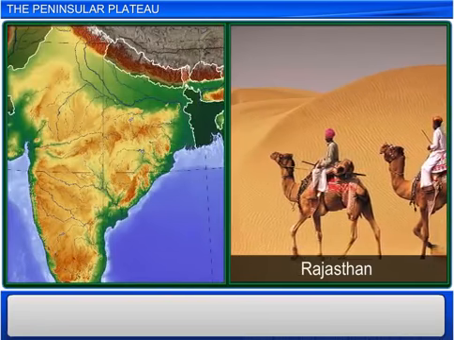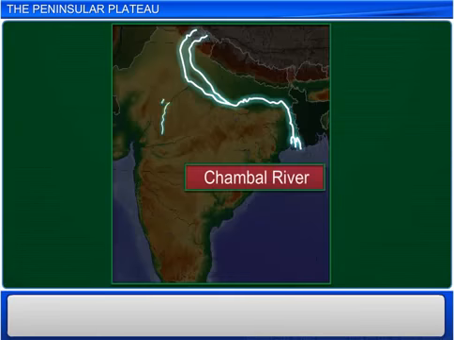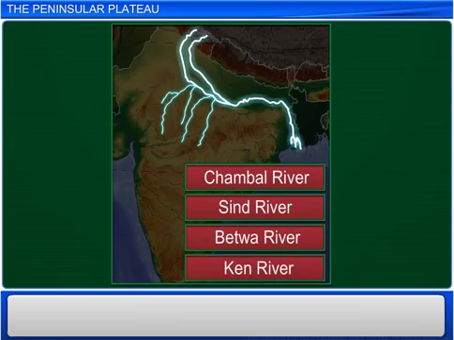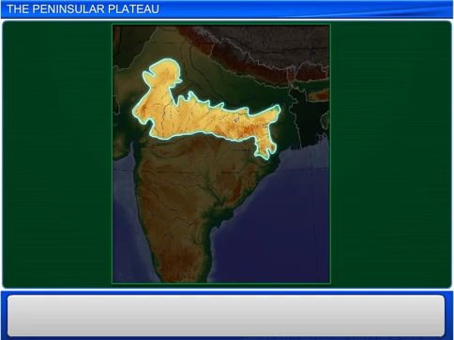Let's take a look at the rivers in this region. They are the Chambal, the Sindh, the Betwa, and the Ken. As they flow from the southwest direction to the northeast direction, they give you a fair indication which way the mountains slope in this region. If you observe the layout of the Central Highlands on the map, the highlands seem to be wider in the west than in the east.